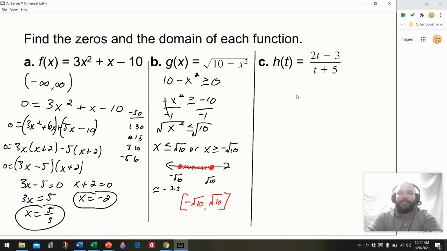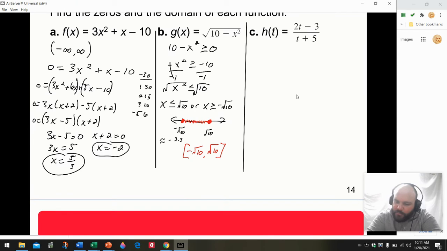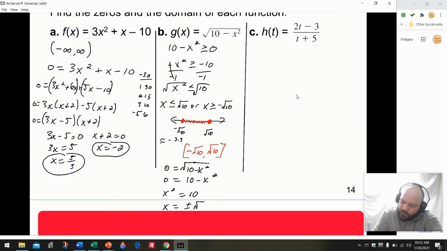Now we need to find the zeros. The zeros are a lot easier because we're simply going to set that equation equal to 0 and solve it. So we have 0 equals the square root of 10 minus x squared. Solving that, the first thing we have to do is square both sides. When I do that, I still have 0 equals 10 minus x squared. I'm going to move the x squared to the other side, and then solve it, and I get x equals plus or minus the square root of 10. So that right there is where this function, if you graphed it, would cross the x-axis: at positive square root of 10 and negative square root of 10.